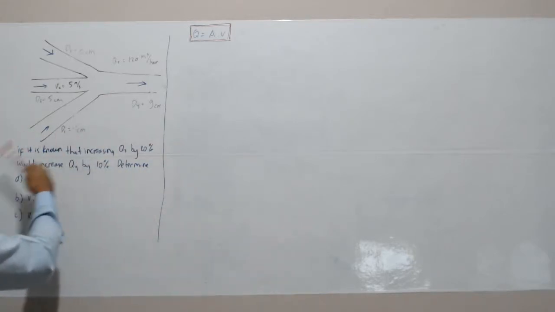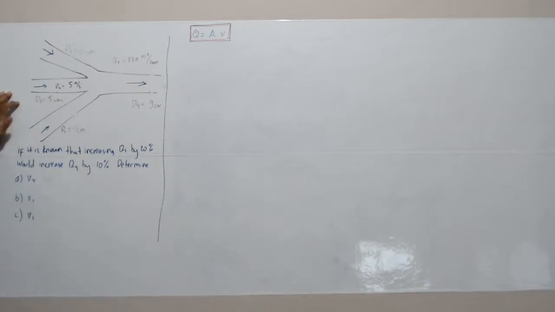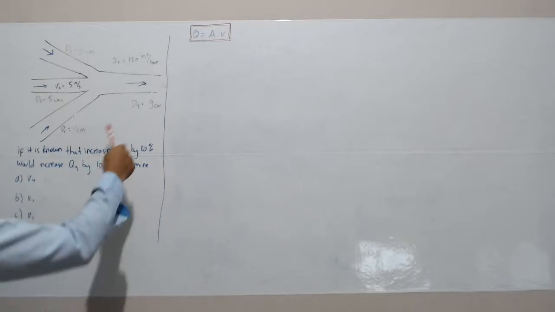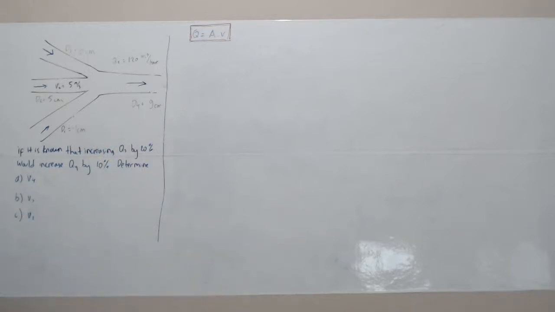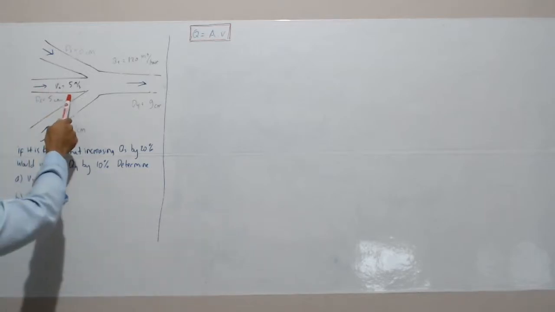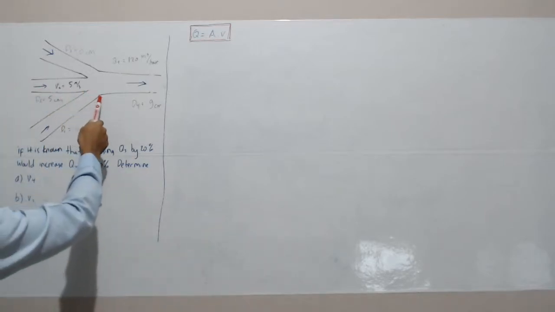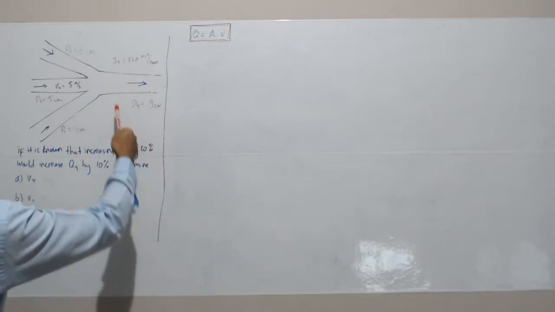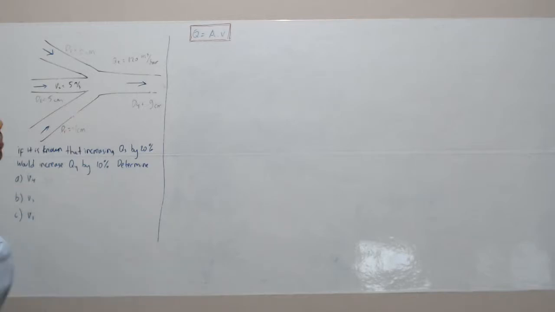For the first pipe, it has 4 centimeters of diameter. The second pipe has 5 centimeters. The third pipe has 6 centimeters, and the big pipe, the output pipe, or the fourth pipe, has 9 centimeters. Now, the velocity of the second pipe is 5 meters per second, and the volumetric flow rate of the fourth pipe is 120 cubic meters per hour.